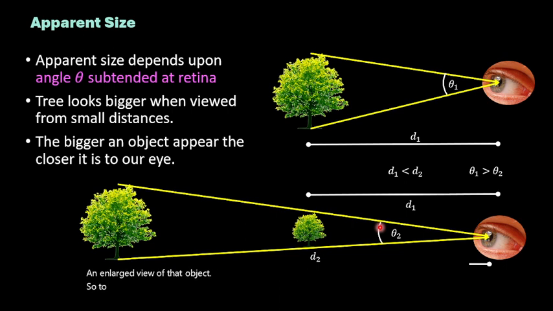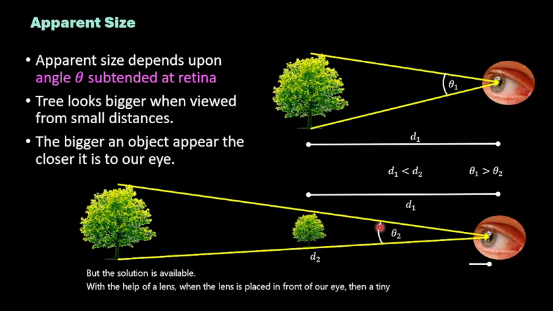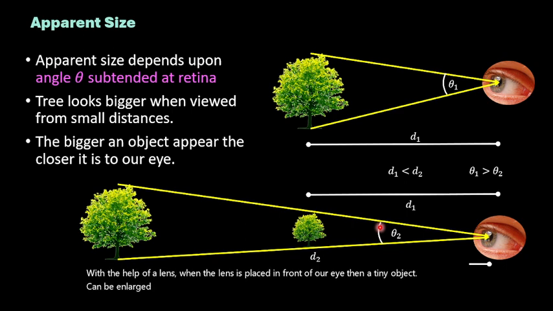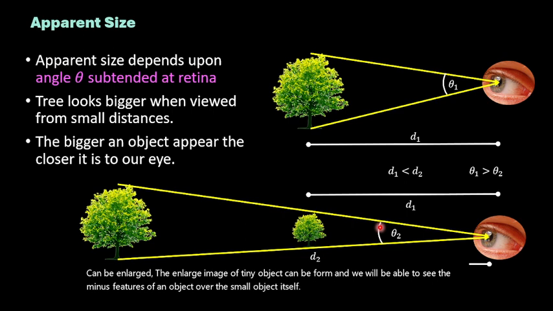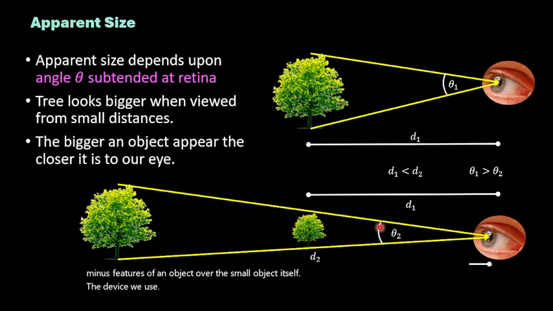So, to be able to see a small object, we need to enlarge its size in some way. Bringing it closer to our eyes is not a solution, but the solution is available with the help of a lens. When the lens is placed in front of our eye, then a tiny object can be enlarged. The enlarged image of a tiny object can be formed, and we will be able to see the minute features of an object over the small object itself. The device we use for creating enlarged images of small objects is known as microscope.